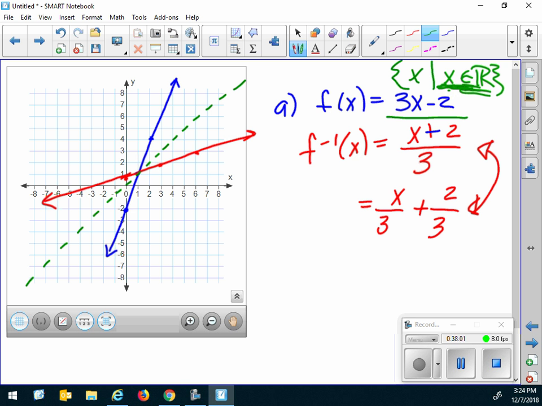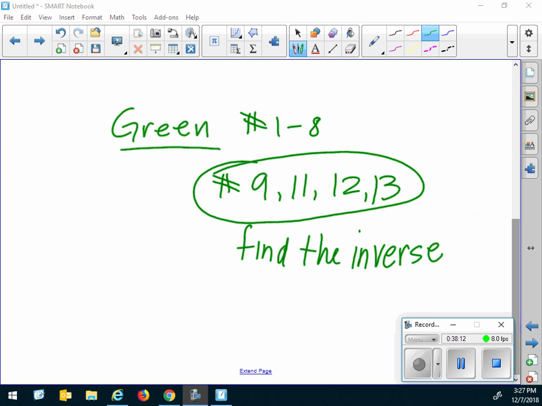Now, here's what I'm going to do. I'm going to give you the homework assignment, and I'm going to show you what part I want you to do. And Durrell, I'm going to take back something I said a minute ago. Your assignment is on the green worksheet. I want you to do numbers 1 through 8, just like it says. And then on numbers 9, 11, 12, and 13, all I want you to do is find the inverse. Don't graph it.